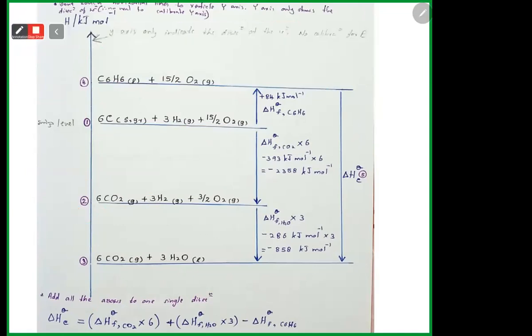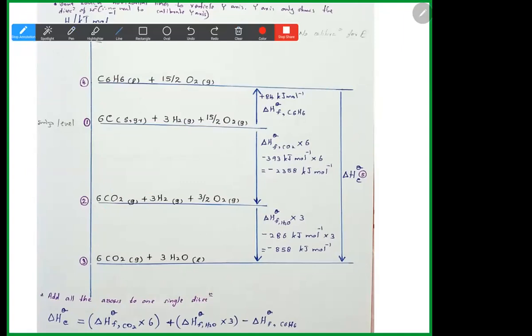Okay, my first step is going to be this 0 level. So this is the 0 level. I'm writing everything at the 0 level. Then I'm supposed to have two different paths: constituent elements to CO2 and H2O, and constituent elements to benzene, benzene to CO2 and H2O. Whatever the given values, I'm going with that. As a standard, I'm always first making carbon dioxide, then making water.